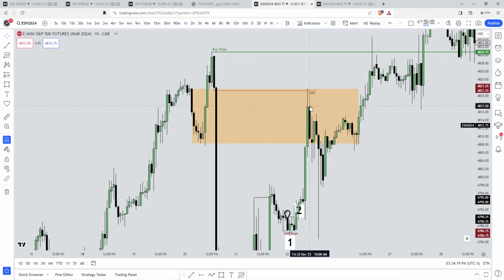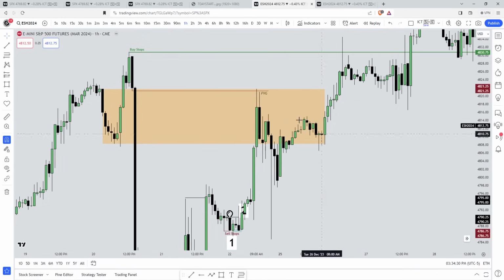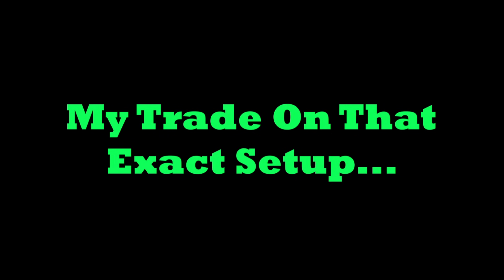Well, when price returns back to this breaker and rebalances this fair value gap, I don't know what it's going to do from there. It can retrace back down. It could consolidate and then just expand higher. So I just want to get out in this area. I'm not always holding for the higher time frame bias target.